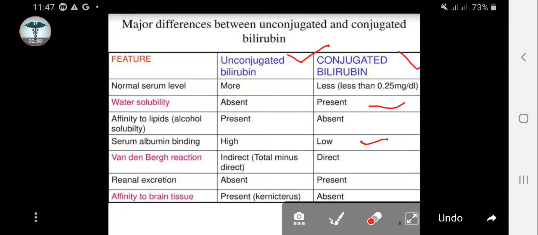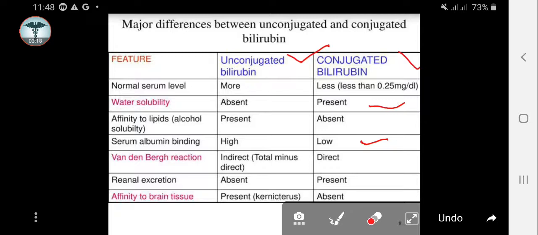The Van den Bergh reaction is a chemical reaction for the estimation of the direct bilirubin. So the indirect bilirubin can be estimated from the total bilirubin minus direct bilirubin.